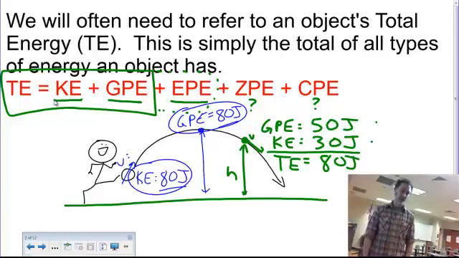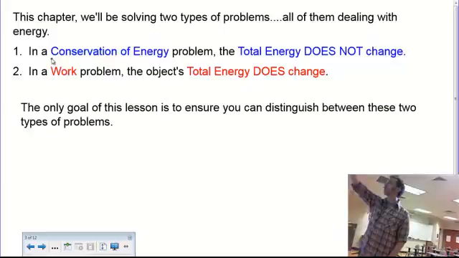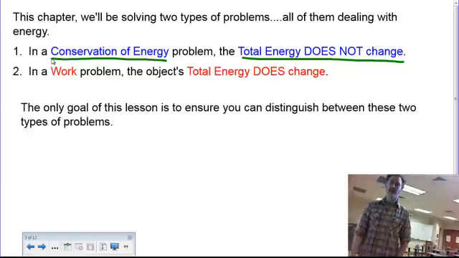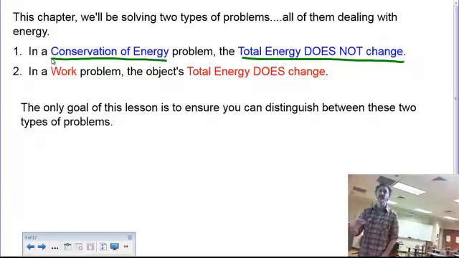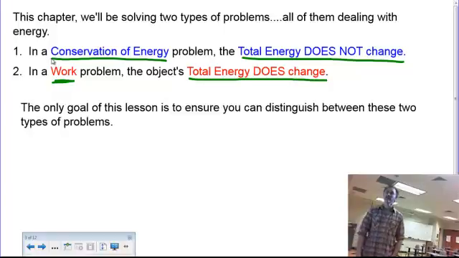So when you talk about total energy, you have to talk about the total energy at an instant in time. And the idea is we're going to be talking about two different types of problems. In a conservation of energy problem, whatever your total energy is, it's going to stay constant. The total energy does not change. So that means that at every moment in time, that total energy that you calculate is going to be the same number. Now in a work problem, that total energy changes. The goal of this video is to help you understand the difference between those two types of problems. Before we get to that, we've got to do a couple quick definitions.